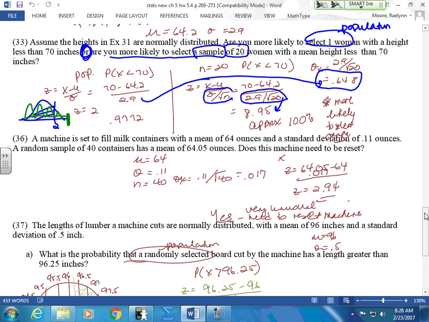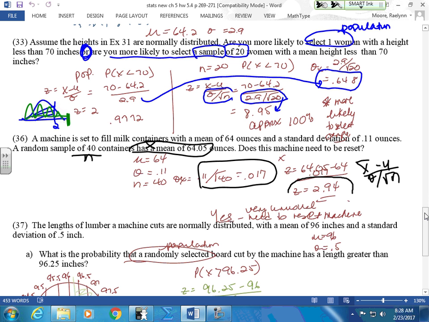I randomly sample 40 containers. This is my N. The mean stays the same. Oh, sorry. Nope, they have a mean of 64.05. This is the mean for the sample. Your mean for your population stays the same. Your standard deviation is going to change. So you take their sample mean minus your population mean, and you get a z-score of 2.94.